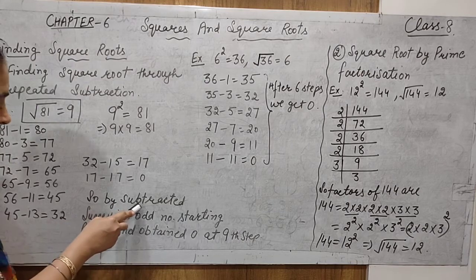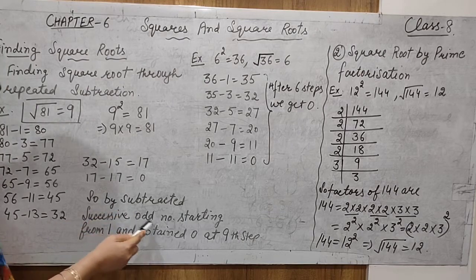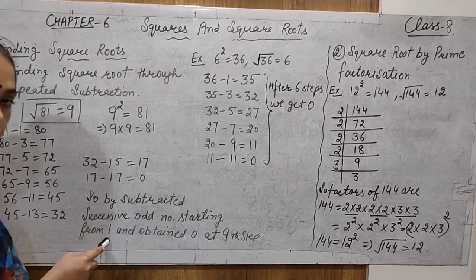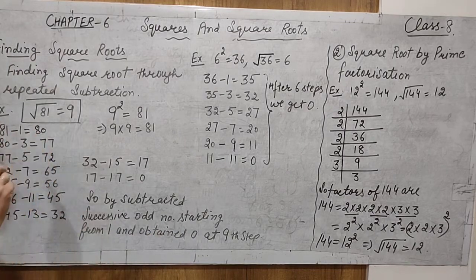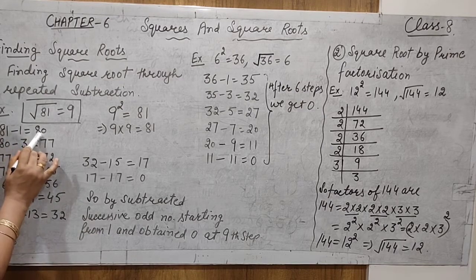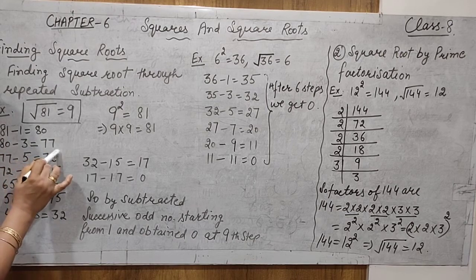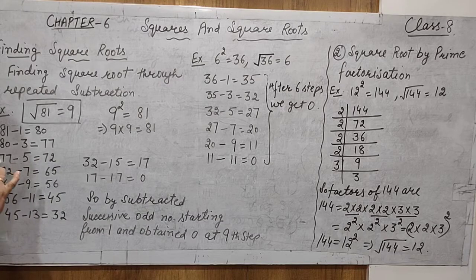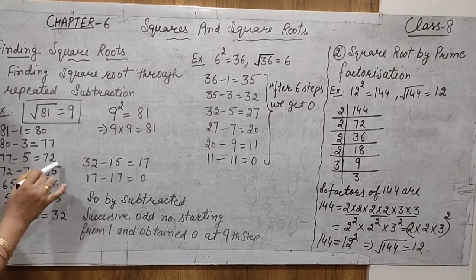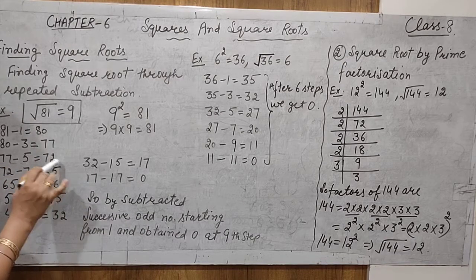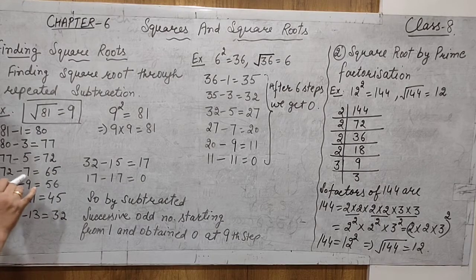So by subtracting successive odd numbers starting from 1, we get the square root of any number. Start from 81. Subtract 1, the least odd number. We get 80. From 80, subtract 3. We get 77. From 77, subtract 5. We get 72.